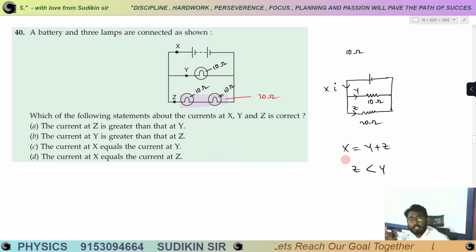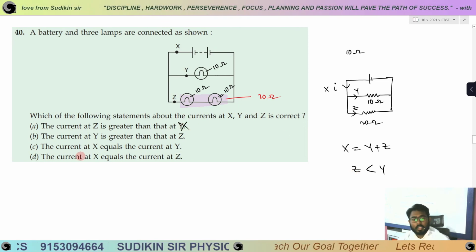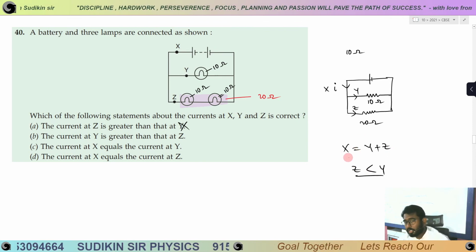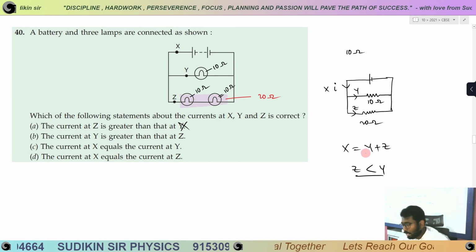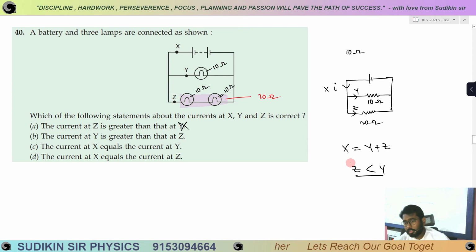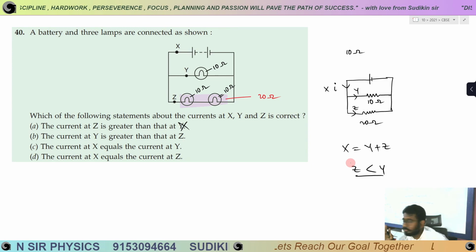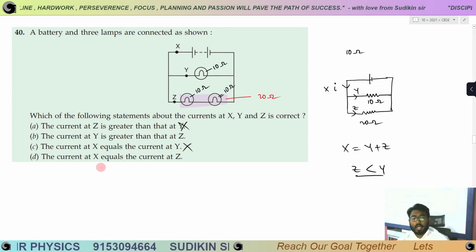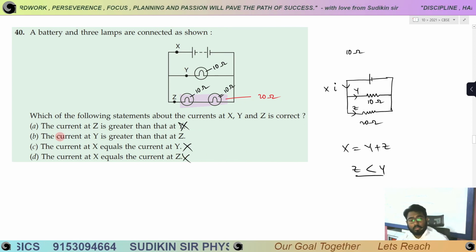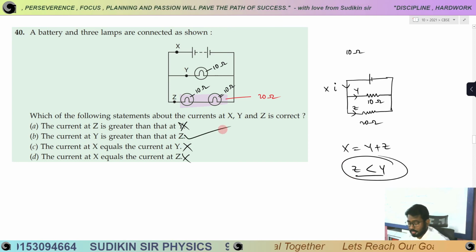Now, which is correct? Current z is greater than y. Is current z greater than y? No. So this is wrong. Current at x equals current at y. This is obviously not. Because if we consider x, y and z, y and z are part of x. Now, it may be possible that x equals y. In that case, z has to be 0. But is there any situation where z can be 0? No. So this is also wrong. The current at x equals the current at z. Obviously not. Now, the current at y is greater than z, right? Y is greater than z. So this one is the right answer.